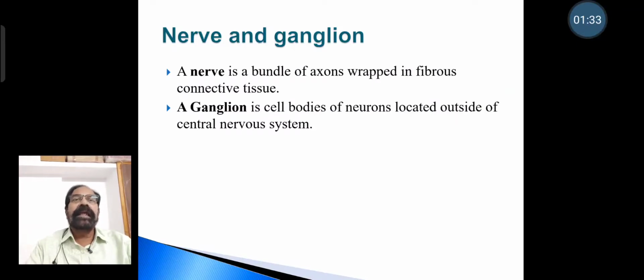What is a nerve and ganglion? A nerve is a bundle of axons wrapped in fibrous connective tissue, and a ganglion is cell bodies of neurons located outside the central nervous system.